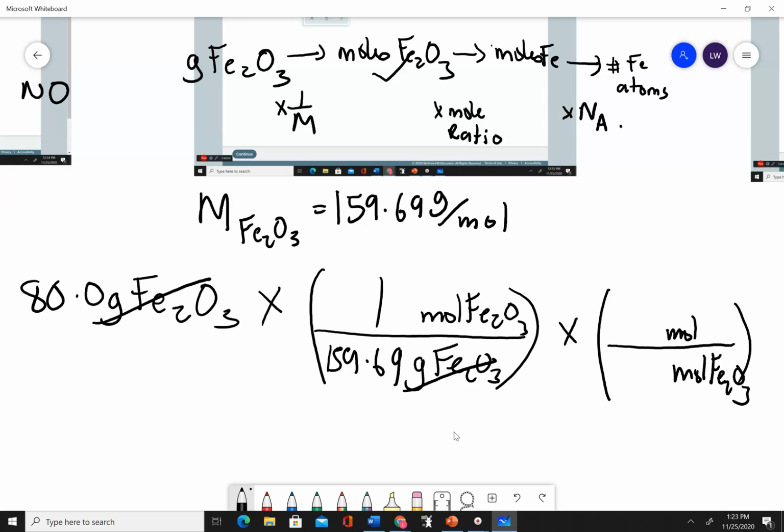Our next step is to turn our moles of Fe2O3 into moles of iron. And we're going to use the mole ratio to do this. And according to our formula, like I said, whatever goes up on here goes down here. We can see from our formula that we get 2 moles of iron for every 1 mole of Fe2O3. So they cancel out, and that leaves moles of Fe, which is what we wanted.